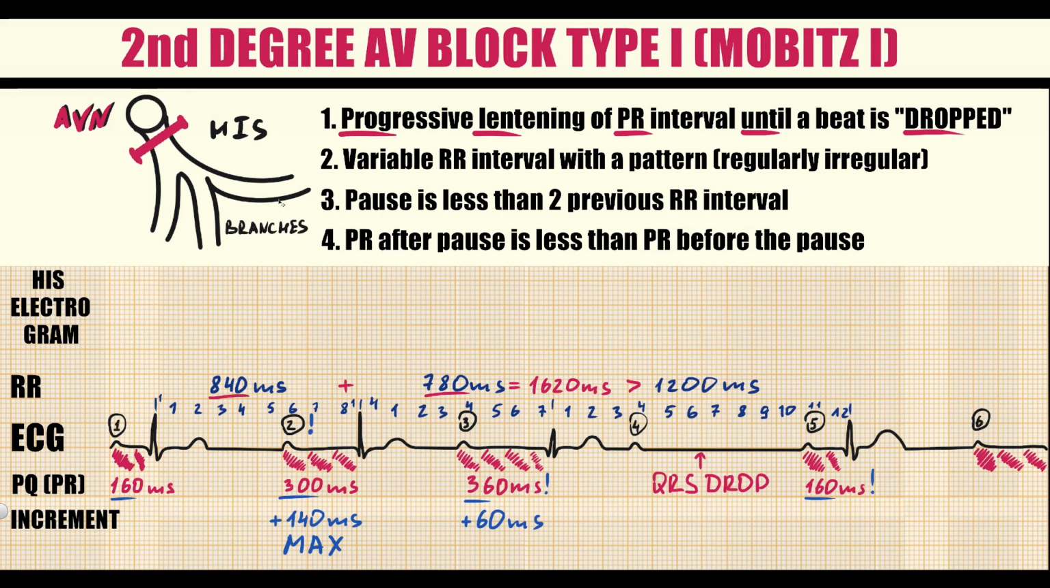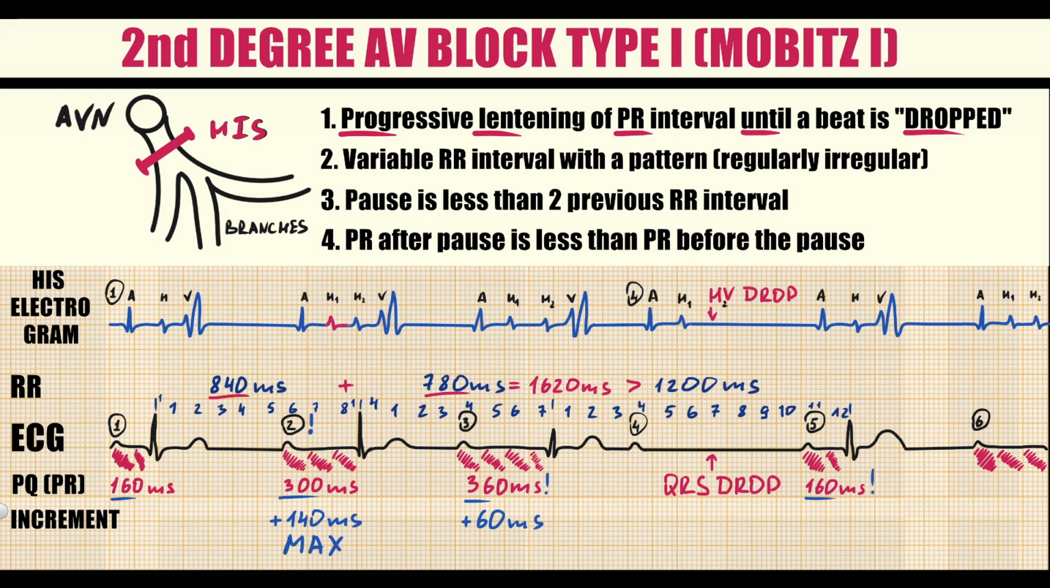When the block is located inside the His bundle, we see splitting of the H spike into two different spikes, H1 and H2, with progressive lengthening of the distance between them until the H2 and V are dropped. QRS in this case is narrow too.